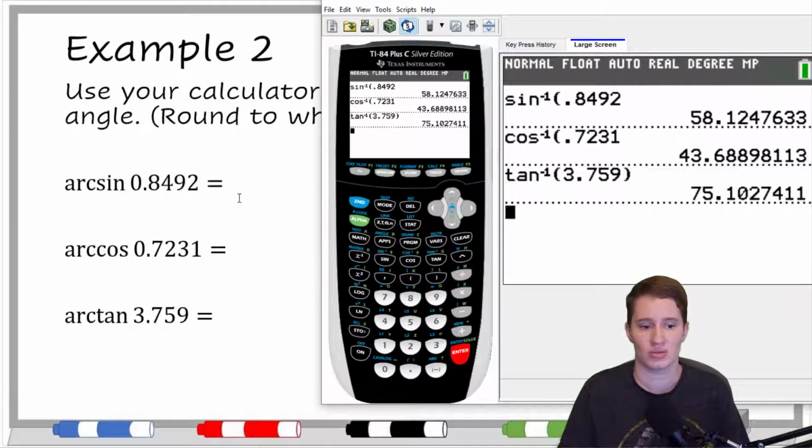So let's write these down. Nearest degree, nearest whole number. And so make sure you put your degree symbol, because when we know units, we put units, and degree is a unit. But there we have it.